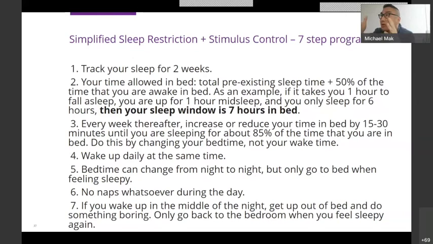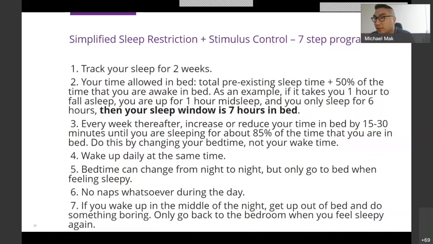And then every week thereafter, you can increase or reduce your time in bed by 15 to 30 minute increments until you're sleeping for about 85% of the time that you're lying down in bed, okay? And you do this by changing your bedtime and not your wake time. It's so important for everybody to wake up every day at about the same time, because your wake time is a proxy for your first exposure to bright light, sunlight, or the lights in your home. And that first exposure to bright light upon awakening starts your internal body clock 24-hour cycle. So if you wake up every day at different times, you're giving yourself an artificial jet lag. Okay, so wake up every day at the same time.